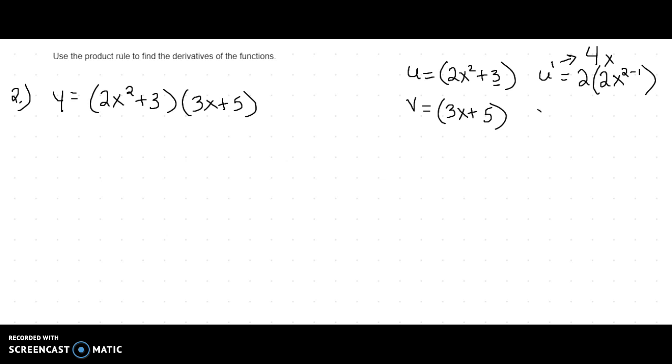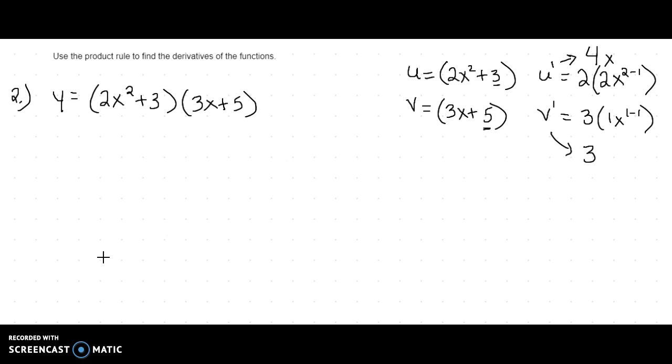The derivative of v, on the other hand, we're going to do the same thing. It's going to be 3 times, the exponent is 1 here, so 1 times x to the 1 minus 1 power. And if we simplify that, we have our constant here, and the derivative of a constant is always 0. So 3 times 1 is 3. And then x to the 0 power is just 1. So the derivative of v just comes out to 3.